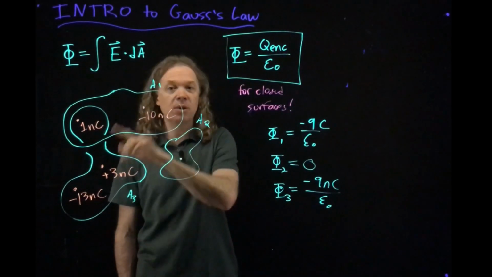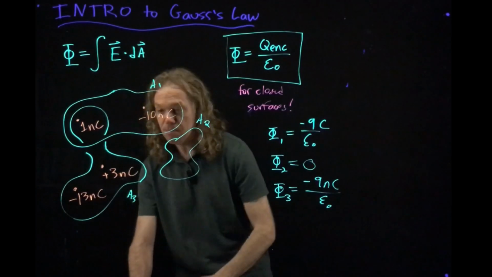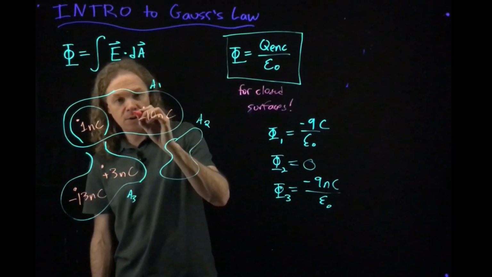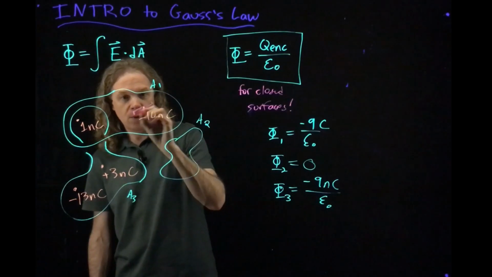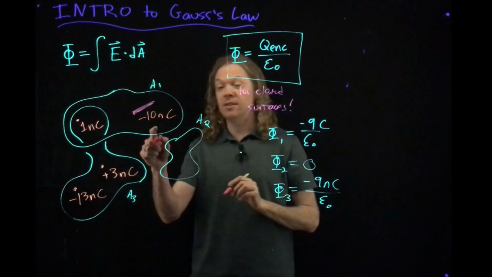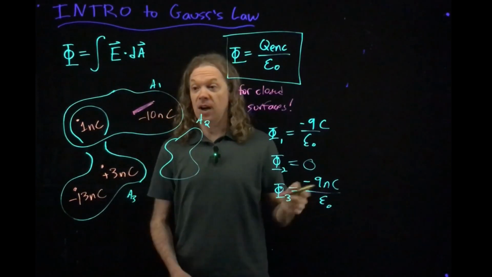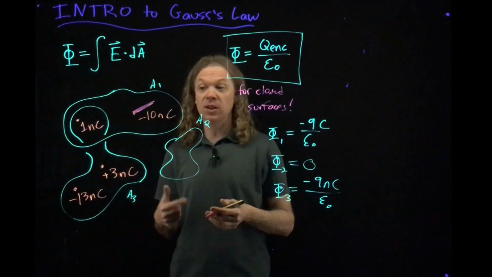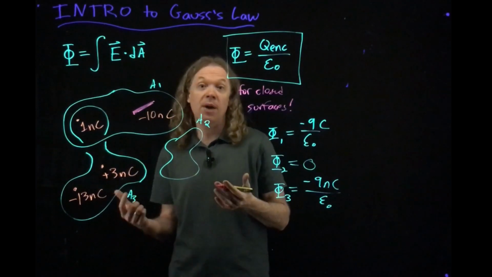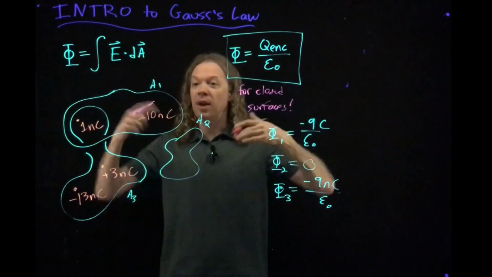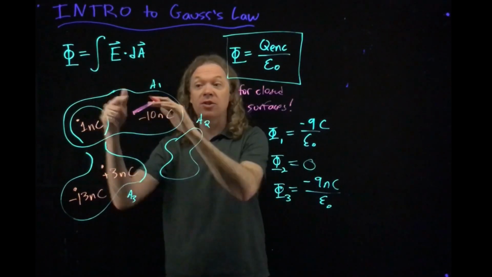Even better, these don't even have to be points. I could have made a little bar. As long as it's got the same charge as that, it's got the same flux. We haven't even talked about how to find the electric field from a bar like that. You have to do some calculus, right? But who cares? You don't have to if you just want to figure out the flux through a surface.